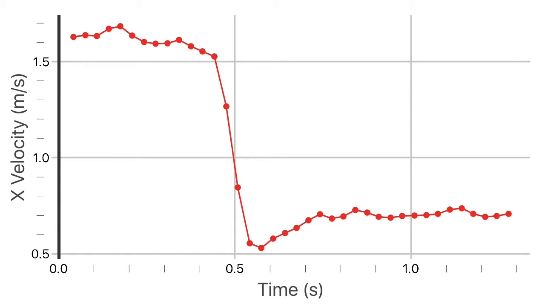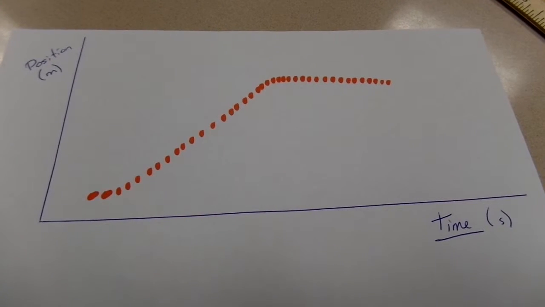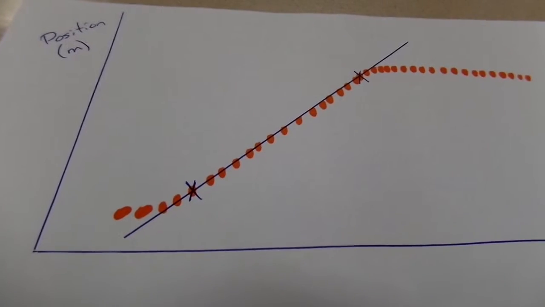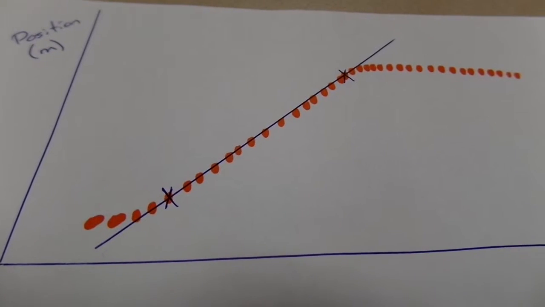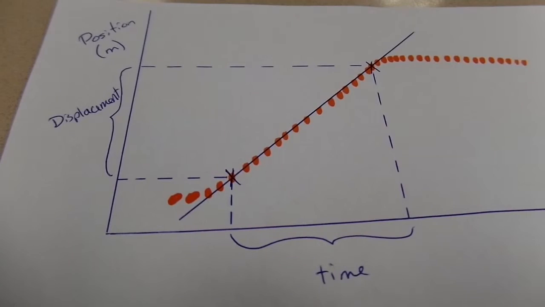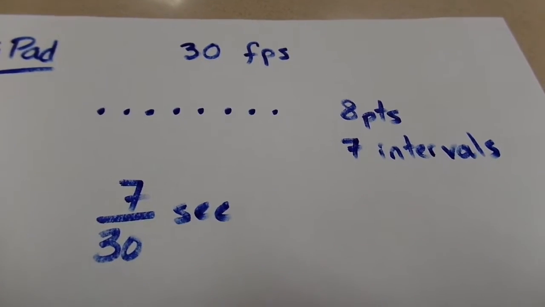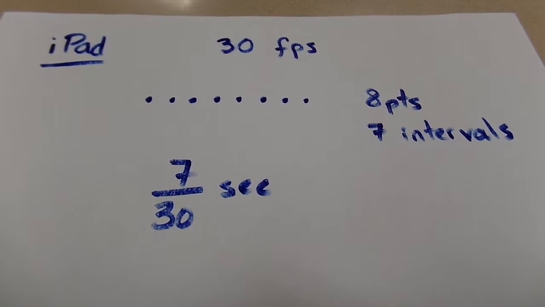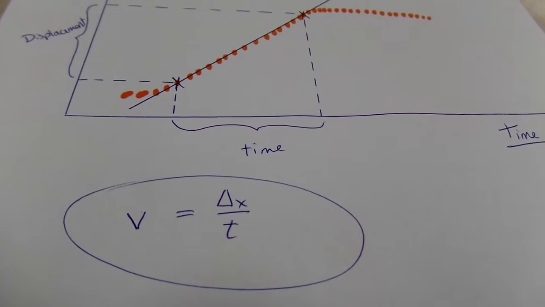So here's an x velocity versus time graph, not really usable. What you want to do is find the slope of these two individual sections. You need to pick out a section that's about a straight line, and then find the slope of that. Slope is the rise over the run. The displacement over the time gives you the velocity. For the iPad that runs at 30 frames per second, 8 points represent 7 intervals, or 7/30ths of a second. So find the constant velocity during that time interval, on the way in and on the way out.